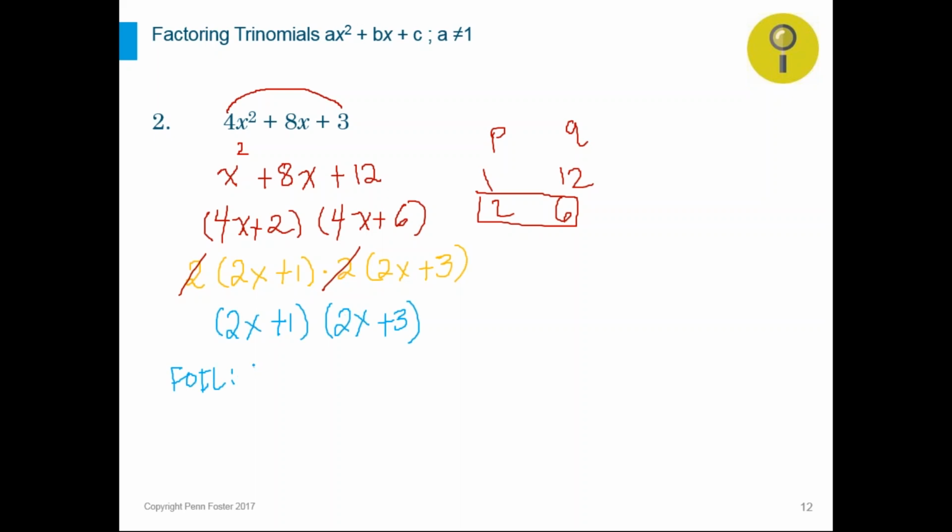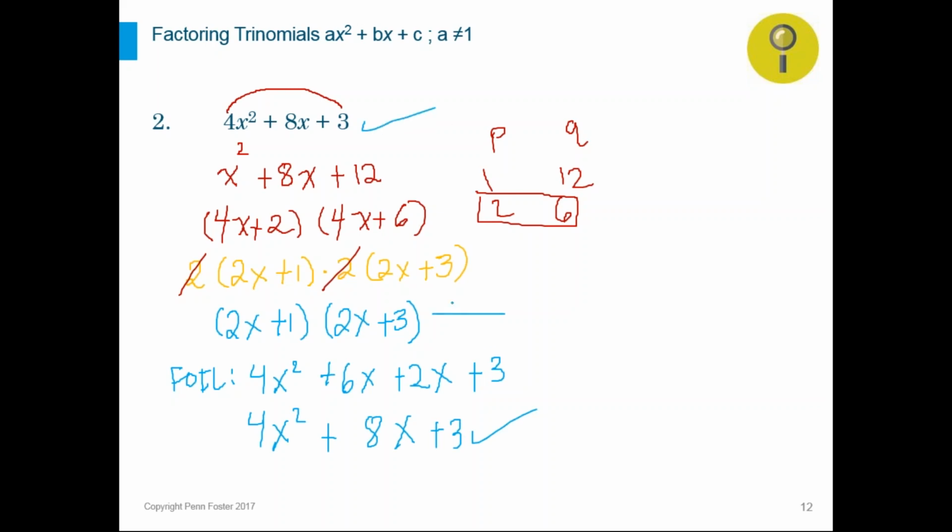2x times 2x is 4x squared. 2x times 3 is 6x. 1 times 2x is 2x, and then plus 3. Okay, combine like terms. 4x squared, 6 and 2 is 8x, and then plus 3. This exactly matches this trinomial, so these are your correct factors. Any questions?